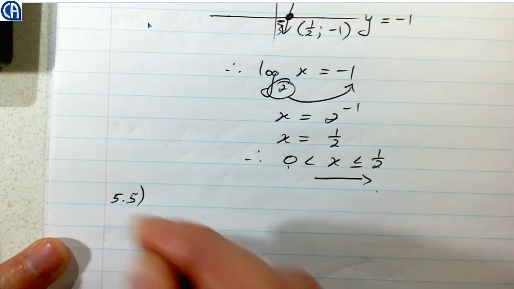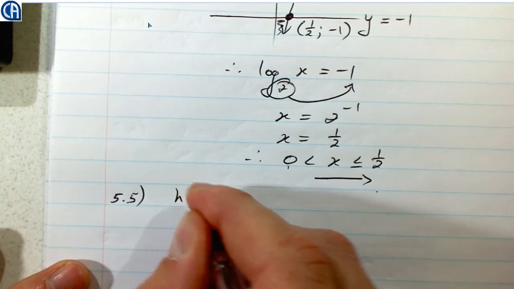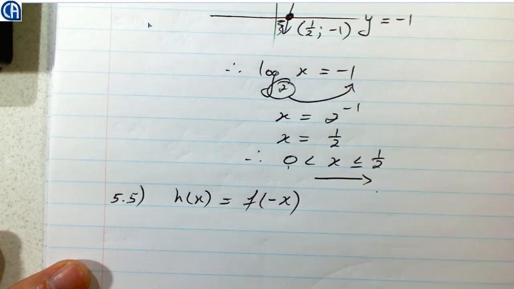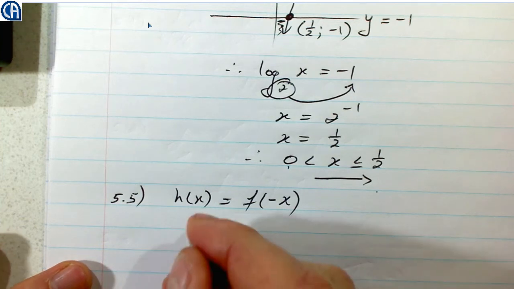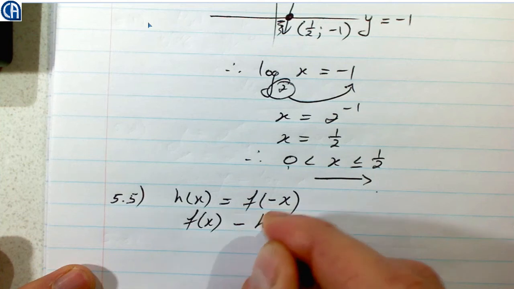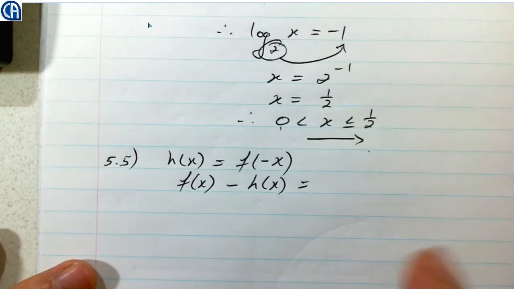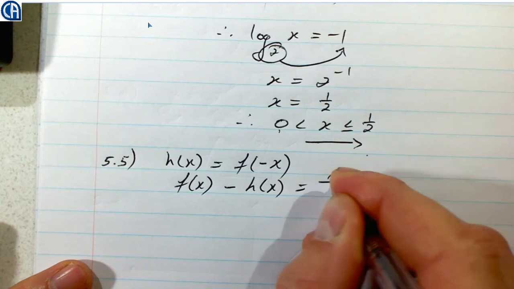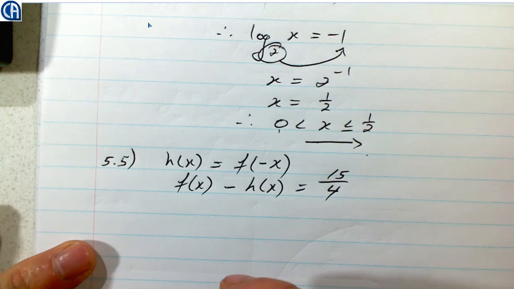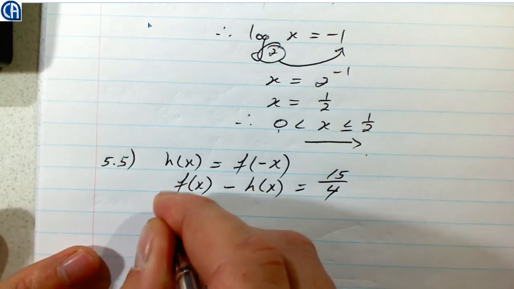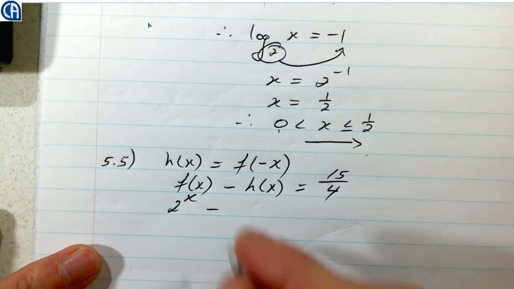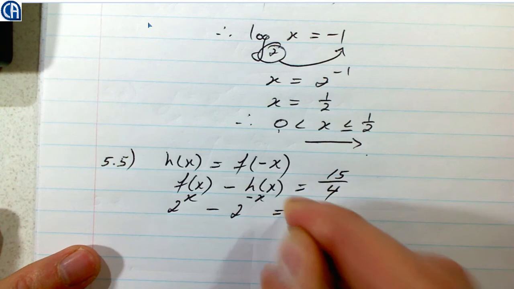5.5. If h(x) is equal to f(-x), calculate the value of x where f(x) minus h(x) is equal to 15 over 4. Right, so f(x), that was 2 to the power x, minus h(x), which is 2 to the minus x, is equal to 15 over 4.